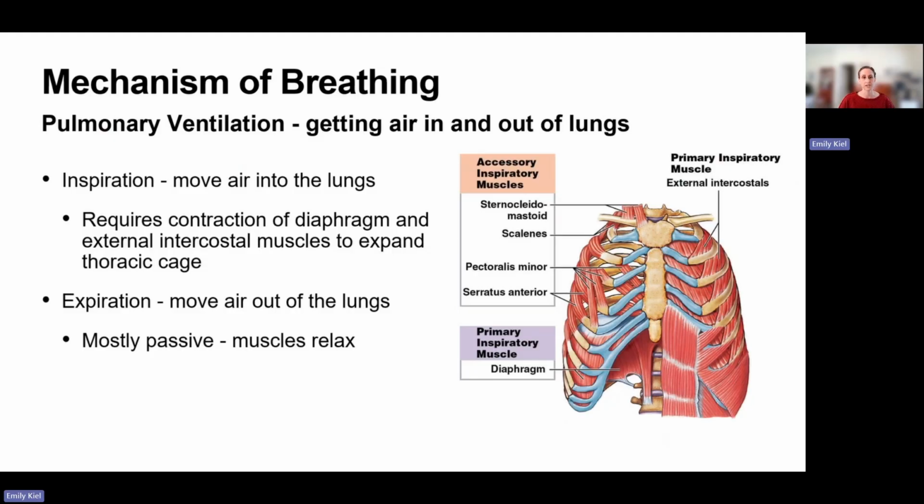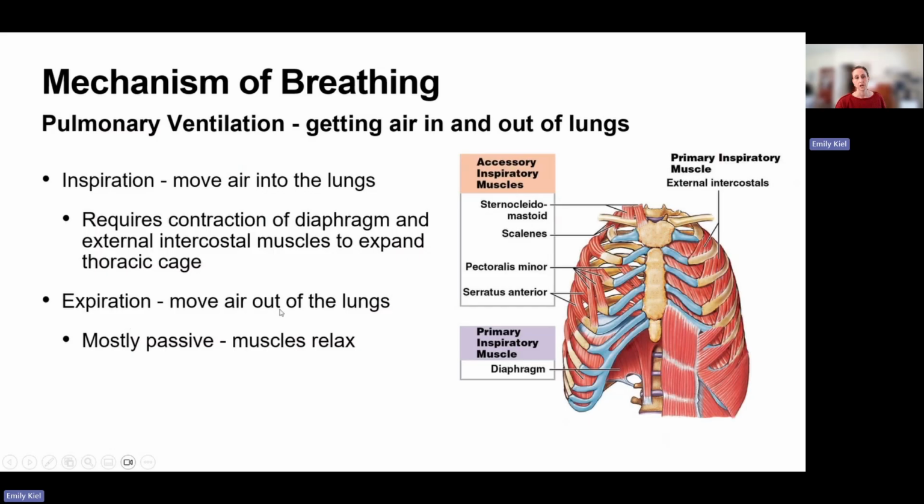Inspiration requires contraction of that diaphragm and the external intercostal muscles to expand that thoracic cage. And so here you can see your external intercostals, you can see the diaphragm. When these contract, we lower the pressure in the lungs. There is less pressure here, and so more pressure in the air in the environment. So the air is going to move from more to less pressure and fill the lungs. And then there are other muscles that can help. So your sternocleidomastoid can help, your scalenes, your pectoralis minor, your serratus anterior. Those are going to be helpful as well.